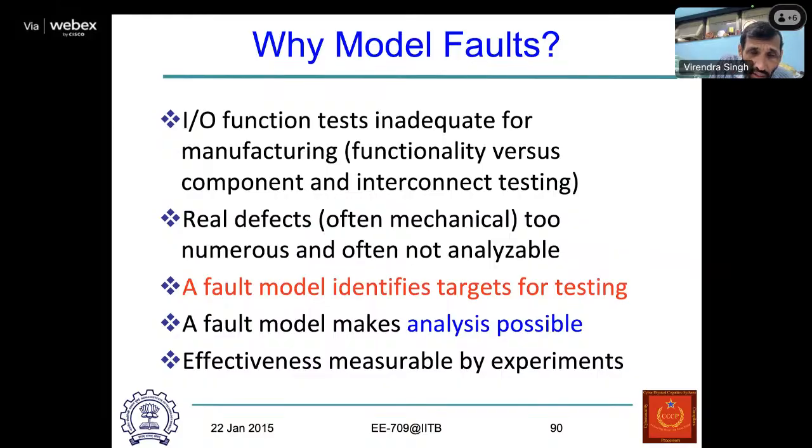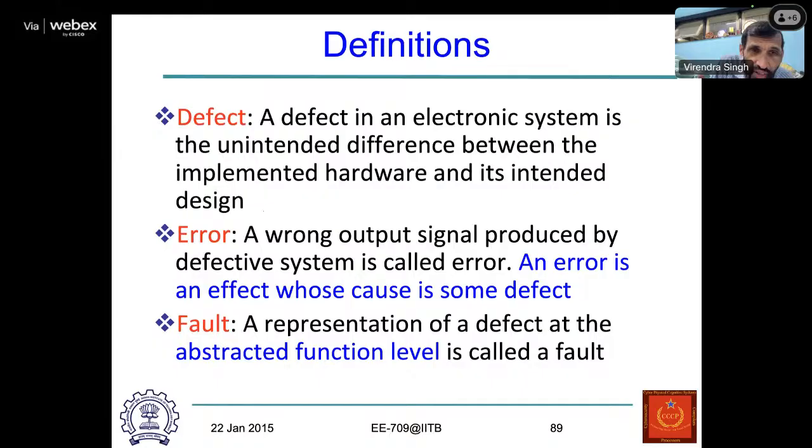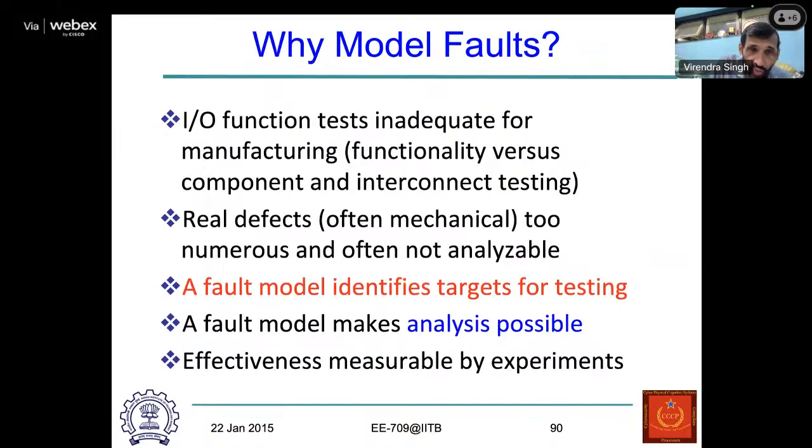Therefore, because we cannot directly target the defect, we have to model a defect in the form of a fault. Now, what are the fault models? The first thing is why we need to model the faults. Because I/O functional test is inadequate, as I need a large number of tests, which are not possible.